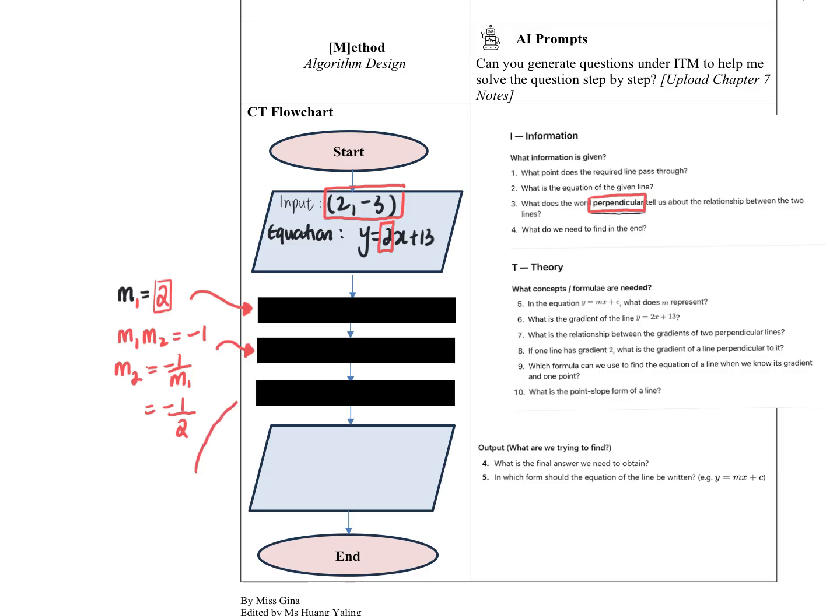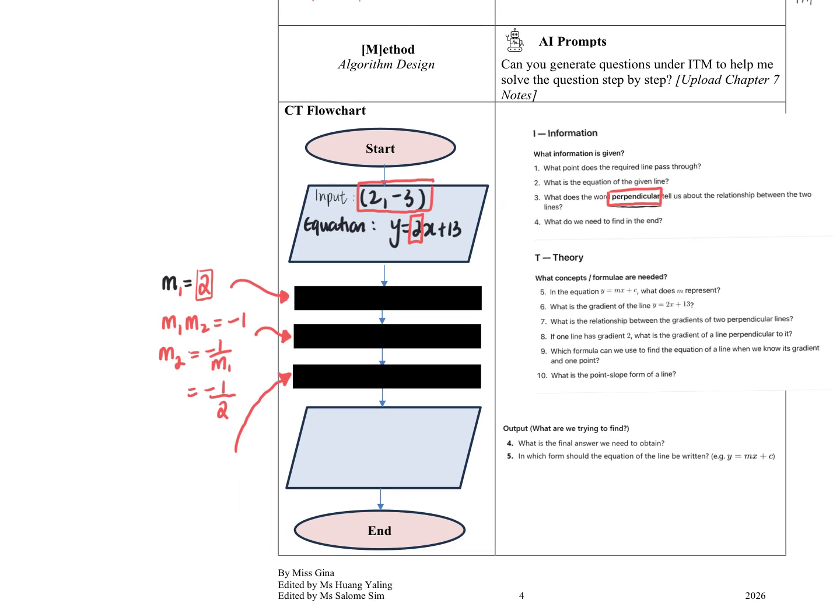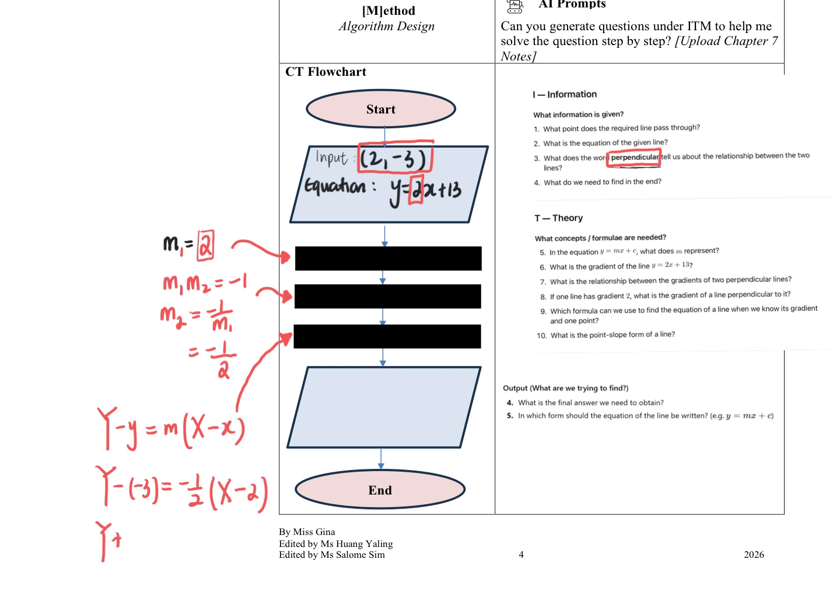Then what's the third thing I need to do at the back of my mind? Now I want to find the equation, so I need to use this formula to help me. So the third step in my mind is, let me use the equation now. I have the point. I put in my y as minus 3, my gradient is negative half, and I put in my x as 2. So I go and solve it. So my equation is y equals negative half x minus 2. So my output that I'm trying to find is this equation.